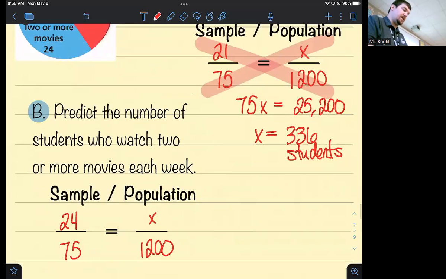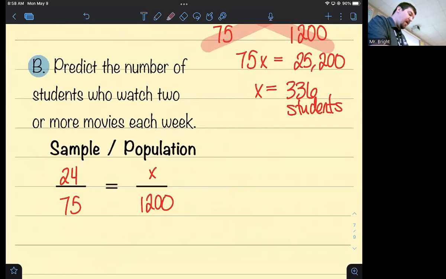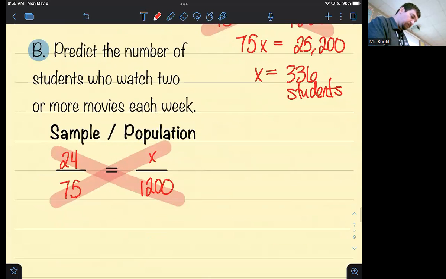And so we can cross multiply this to set up a proportion. I'll do the 75 times X. Maddox, can you do 24 times 1,200, please? $28,800. Okay. And Alexis, will you go ahead and divide that and tell us what our prediction is?